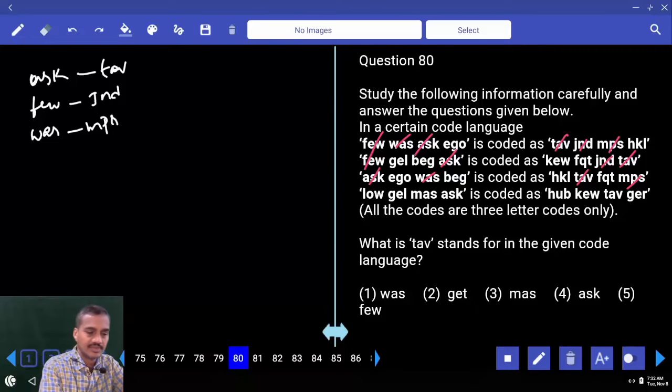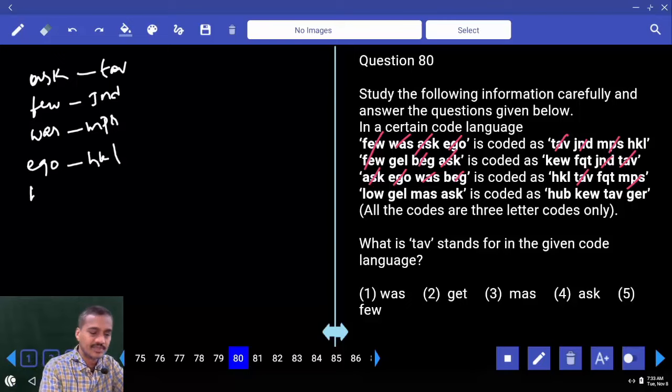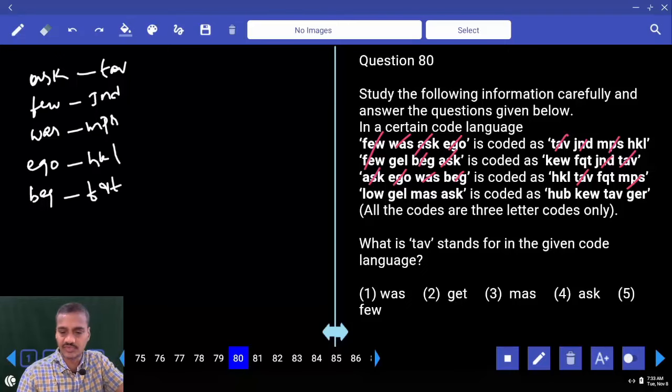And similarly, ego, and what is the code left over here? HKL is the code for the word ego. And next one, if you compare the second and third, gel and beg. Now beg is the word that is common between the second and the third. And what is the code we have left over here? The code is FQT. And the code for beg is FQT.